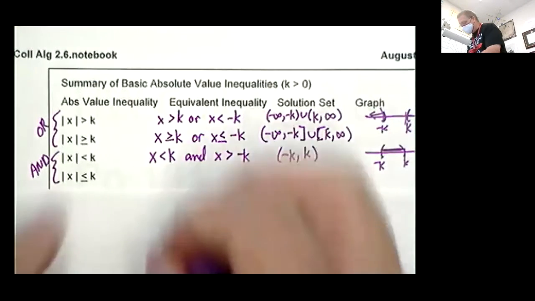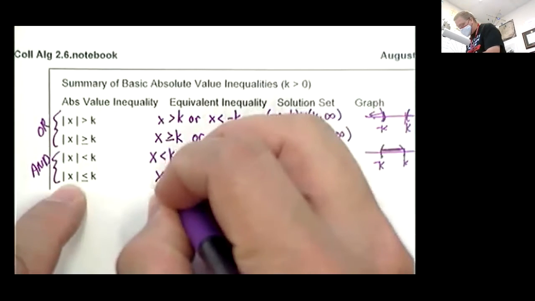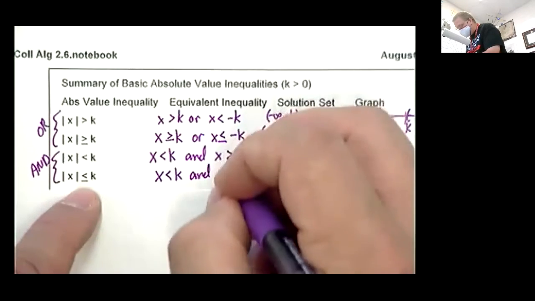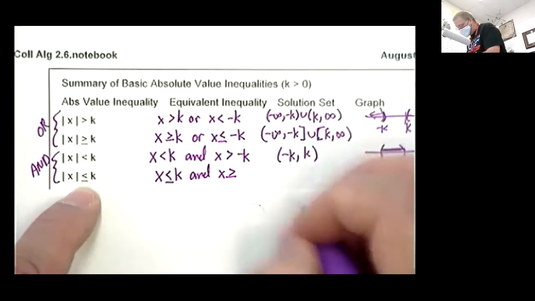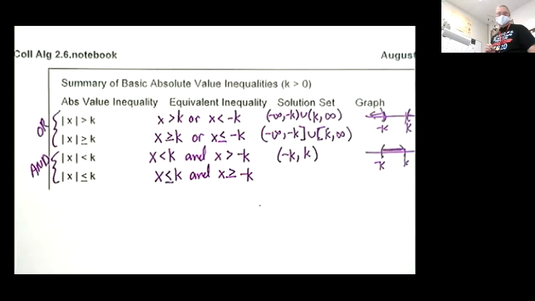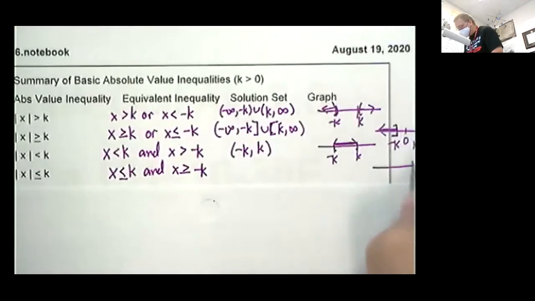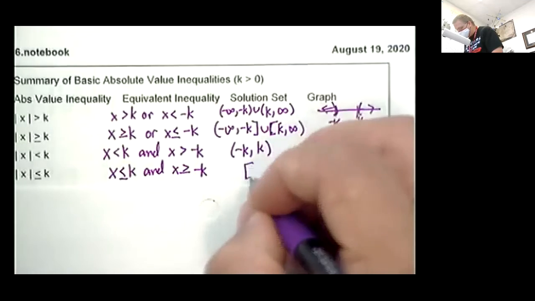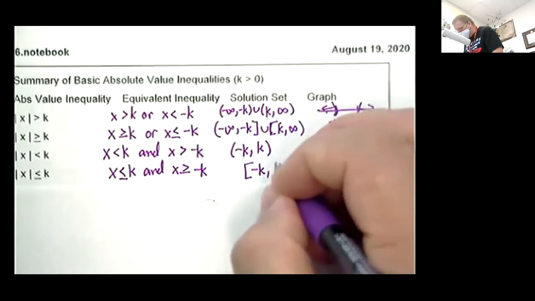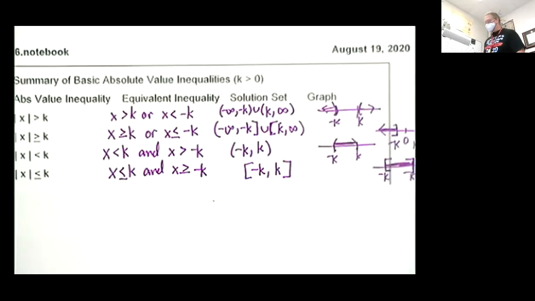The first inequality is going to look exactly the same: x is less than k. And for the second, we're going to flip the inequality symbol to be greater than or equal to, and we're going to change the sign to be negative. That graph, again, we're at a positive k and a negative k. We're going to the left of the positive, going to the right of the negative. So our solution set is negative k to k in brackets, because now we're including the endpoints.